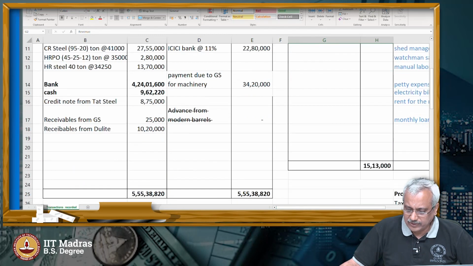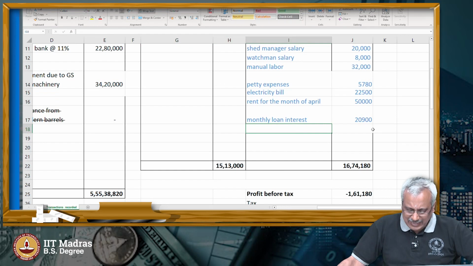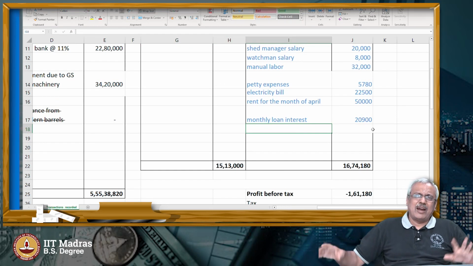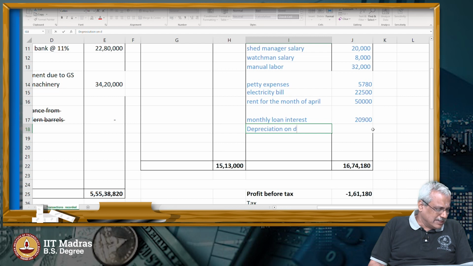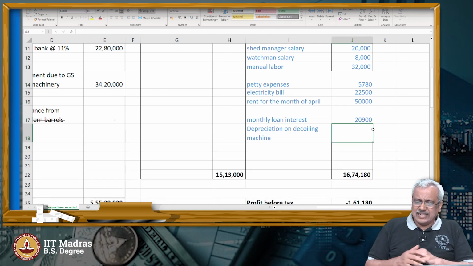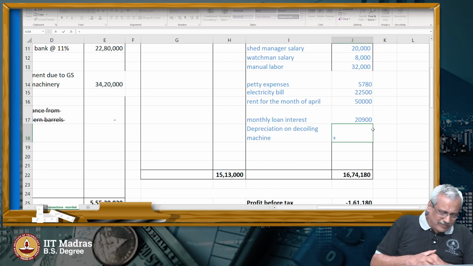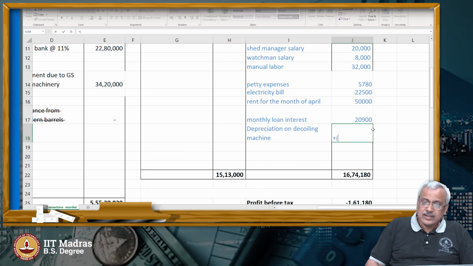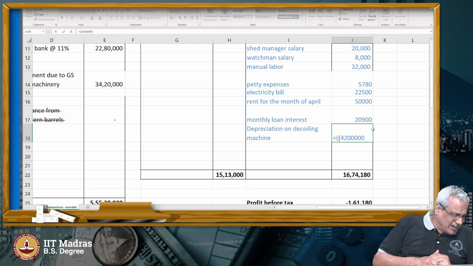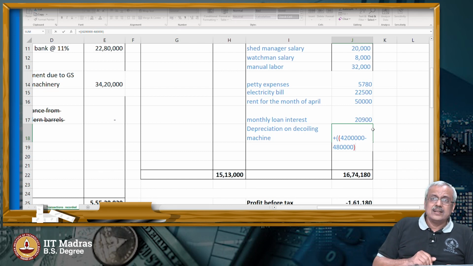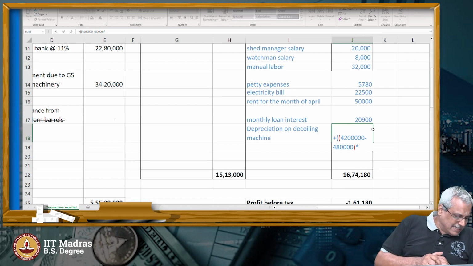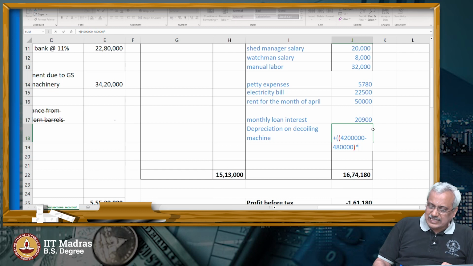Now, I come here in this particular case. Let us say depreciation, because I want to close the books in the month of April. I want to start afresh on May. So, I will say depreciation on the 2 machines. Decoiling machine. What is the value of the machine? The value of the machine is 42 lakhs. What is the scrap value of the machine? The scrap value is 4.8 lakhs. What is the rate of depreciation? The useful life of the machine is 12 years.